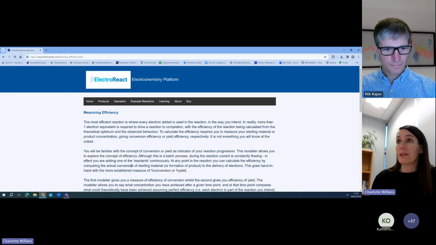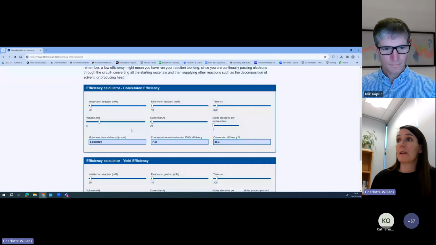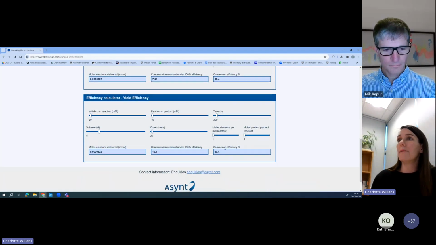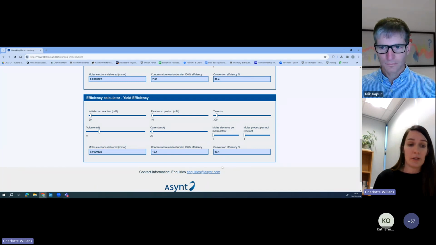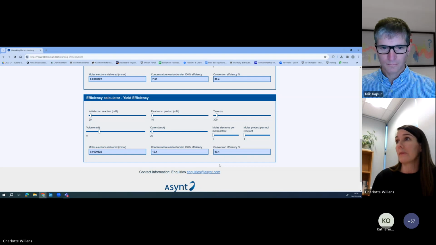There are pages on measuring the efficiency. This might be the conversion efficiency, which takes into account the initial concentration of the reactant and the final concentration of the reactant. Again, how long you've run the reaction for and the current that you've used. That works out how many electrons you have actually used in converting that reagent, and it gives you a conversion efficiency. Very similar is the yield efficiency, but this takes into account the final concentration of the product. So what percentage of the electrons have gone into the product.